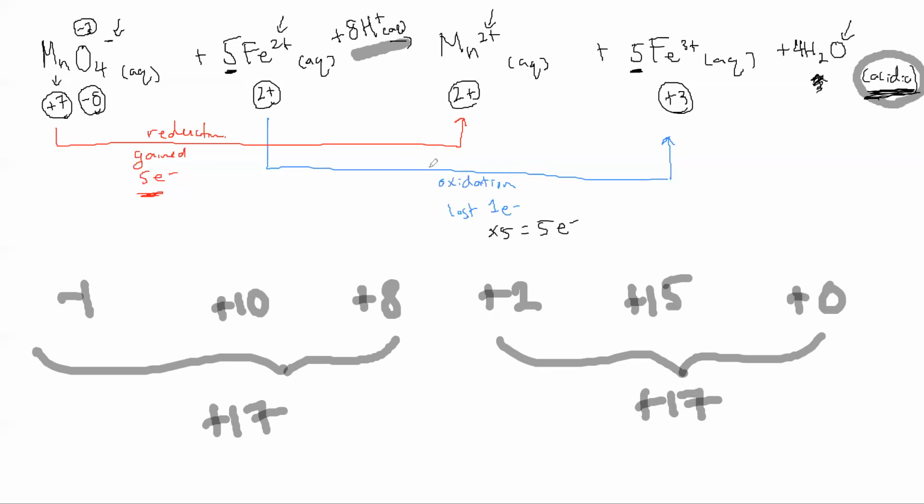I think we're good. If you want to know what changes when we are doing it in a basic environment, take a look at sample question number 3. Essentially, when you have an imbalance of a hydrogen or an oxygen, you're not adding water, but you're just adding hydroxide ions. That's the only difference between being in an acidic versus a basic environment.